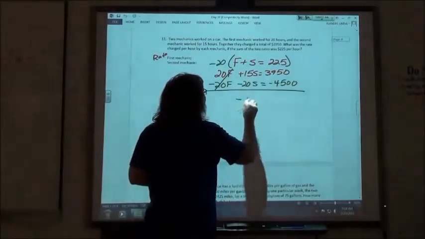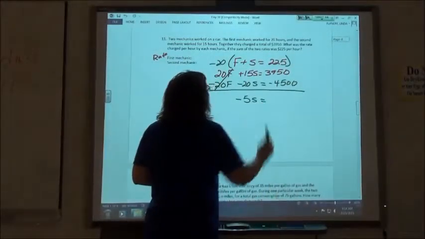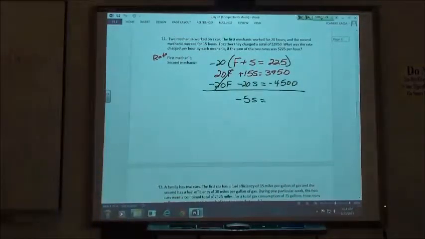So, -5S is going to equal 3,950 minus 4,500.